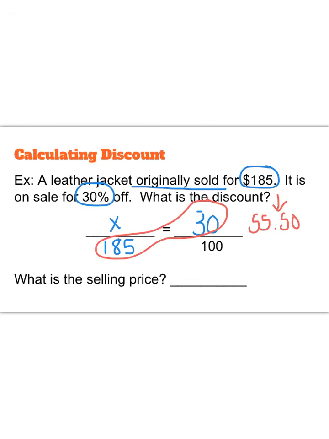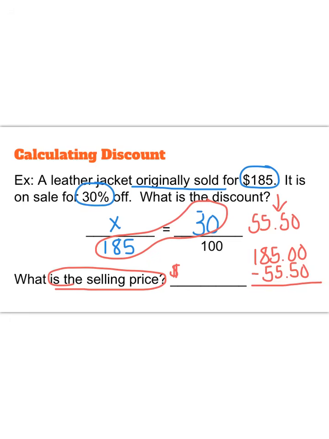And then we had a second question here. What is the selling price? So the way that sales work is that you're going to take $185. The cashier is going to take off $55.50 of it. So pick up your calculator and take 185, subtract off $55.50, and the selling price of that leather jacket is $129.50. So we actually had two questions here. The discount was $55.50, and the selling price was $129.50.